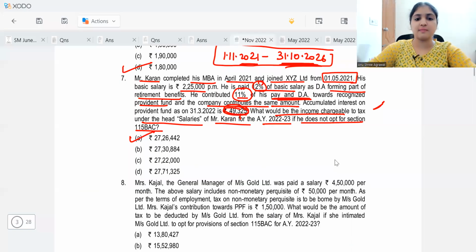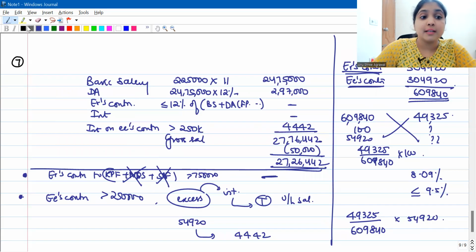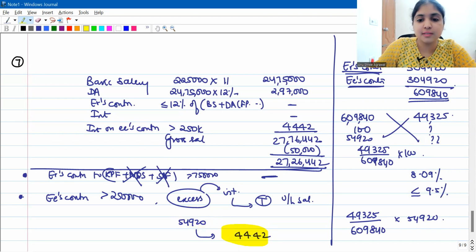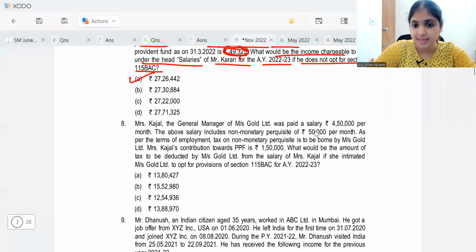Here, option A, 27,26,442. The only important thing that we would have learned through this question is this part, right? In case the employee's contribution is more than 2,50,000, then on the excess, over and above 2,50,000, whatever interest he has earned, even this interest will be taxable under the head salaries. All right, so this was it with question number 7.